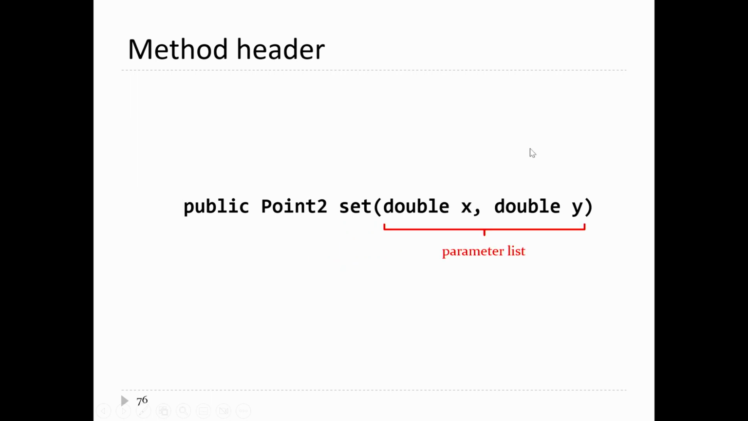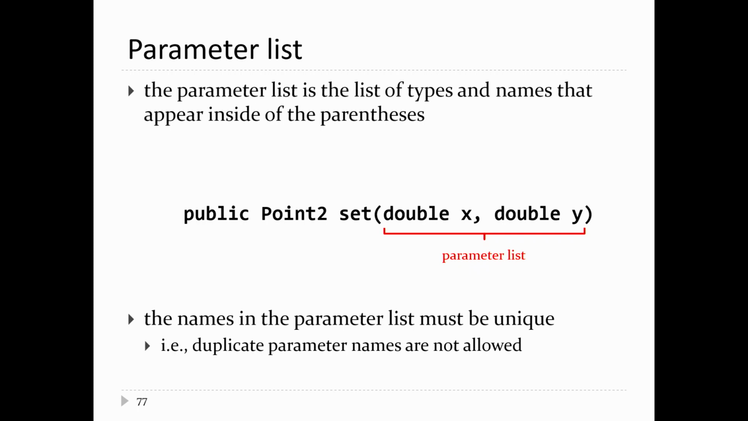And then finally, inside the parentheses is what's called the parameter list. The parameter list is just the list of types and parameter names. So these are the arguments that the method accepts. The names in that list have to be unique. So you can't have 2 parameters named x in this list, for example. The scope of the parameters is the scope of the method body.